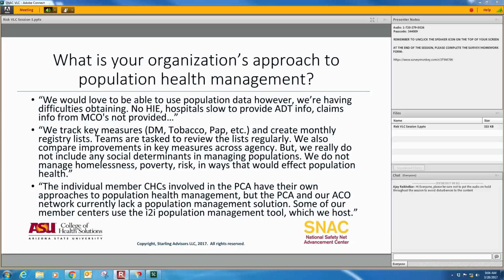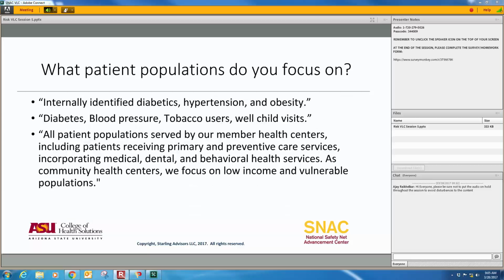In another case, we have probably at the primary care level a decentralized model, which is that the FQHCs and the health centers are managing the population health information for their patient population, but it's not really going across the network. But it sounds like the PCA and their accountable care organization aren't really using a centralized population management tool. Some of the health centers are using I2I for population management, which the PCA or the network is hosting. So I think that's pretty typical, that we see this myriad approach to trying to attack this issue of population health management.